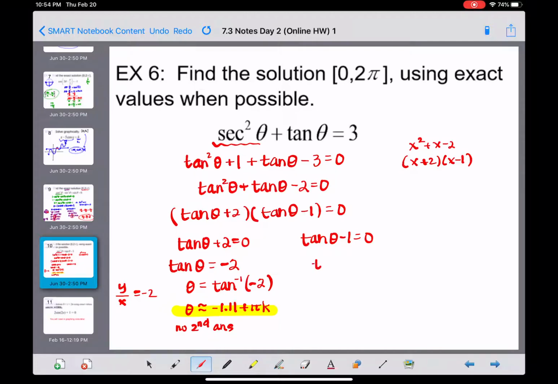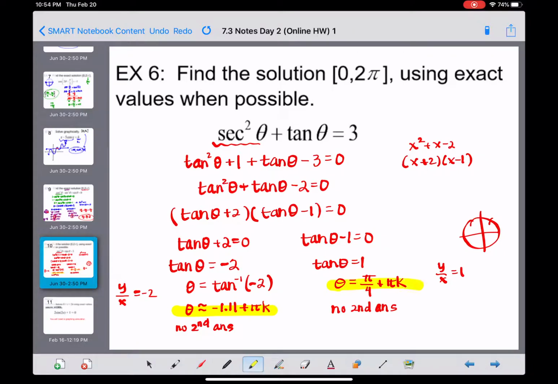For the other one, we're going to add 1. So the tangent of theta is 1. So we're going to think, where in the world is y over x equal to 1? And hopefully we can think about that in quadrant 1, right in the middle. So pi over 4. Again, there's no second answer. So we're going to find all answers by adding pi k.